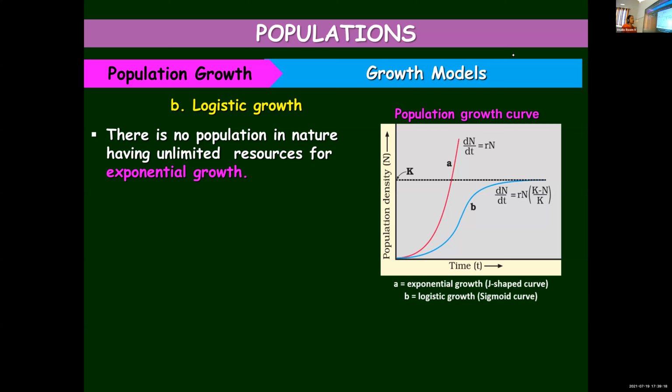The next growth model is the logistic growth model. There is no population in nature having unlimited resources for exponential growth. So that was an imaginary situation with unlimited resources. We can assume that when resources are unlimited, the increase can take place exponentially. But in reality, the resources are never unlimited.